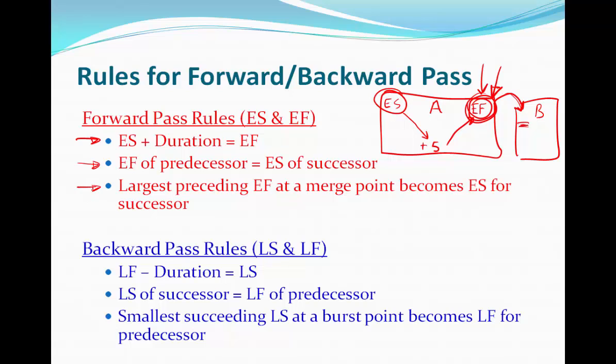The third rule is an exception to the second rule. It tells us that if you have a merge activity, let's say activity B was a merge activity, so there was another activity here that also flows into activity B, then in this circumstance, if you have a decision to make as to which early finish value to take, you always take the largest early finish value. As we go through our network diagram, we will have a better explanation of what to look for.